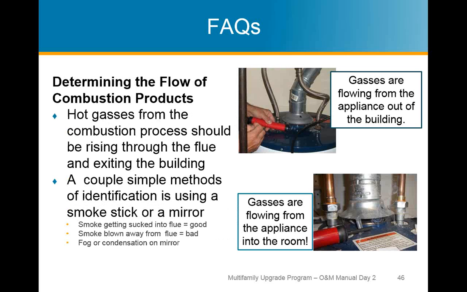Hot gases from the combustion process should be rising through the flue, up through the ceiling most likely, out of the building. To make sure that that's happening properly, there are a couple different tests that we can do really quickly and easily. If you have a smoke stick, you can activate the smoke stick, and you can see this in the photo, in the area where the flue is sitting right on top of the equipment, and the smoke will tell you all you need to know.